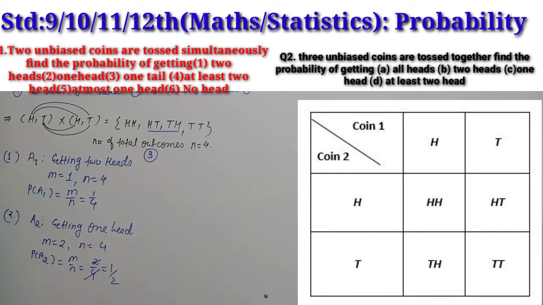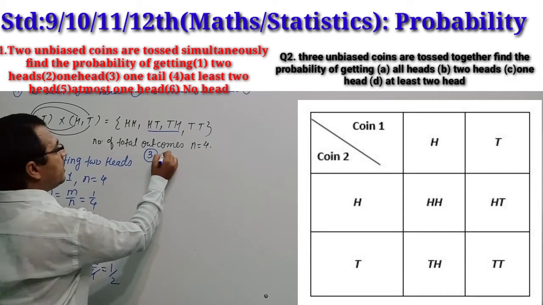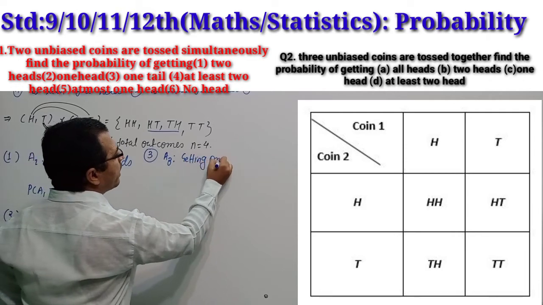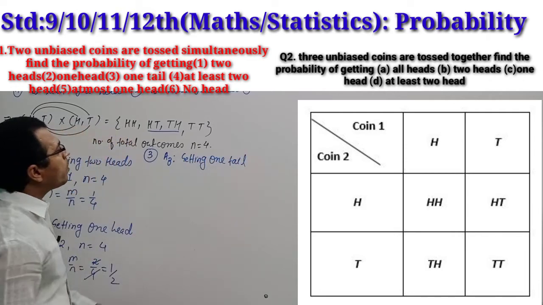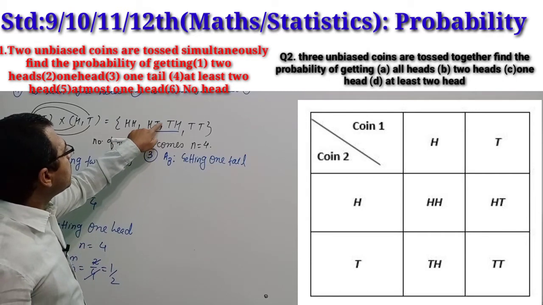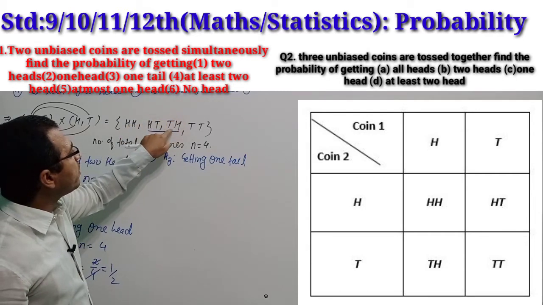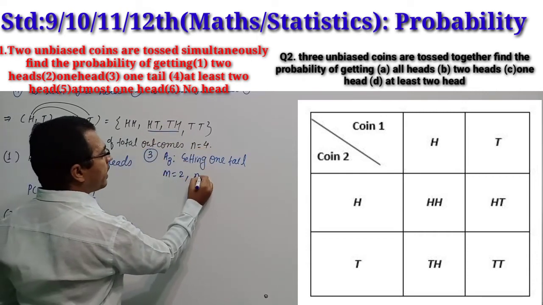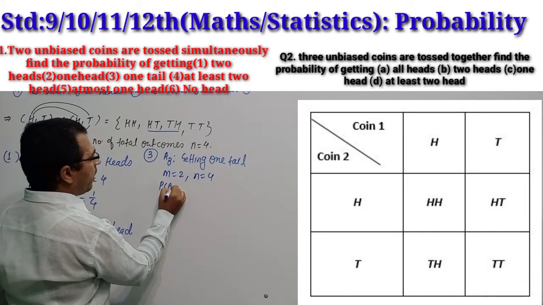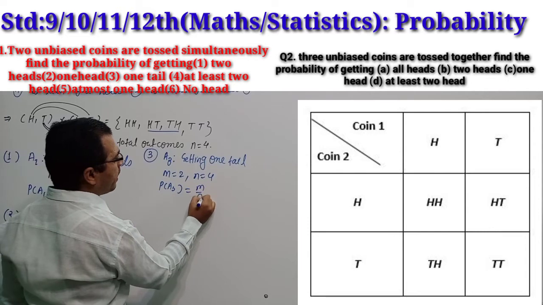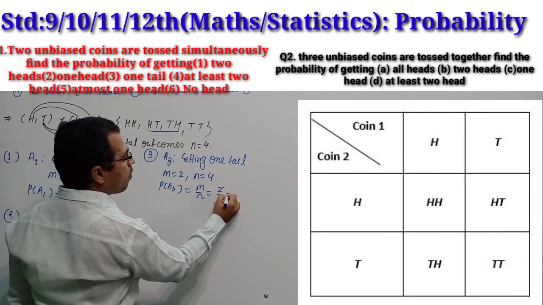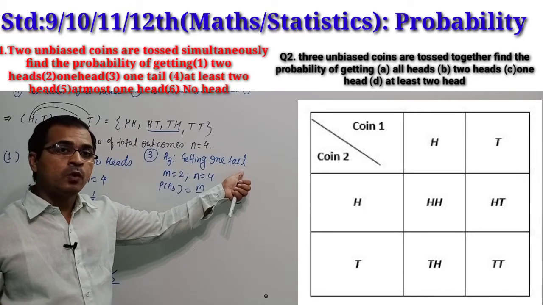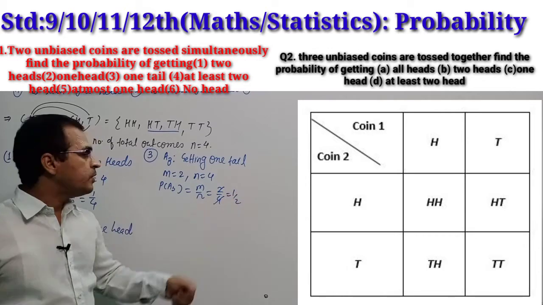Okay. Moving to question number 3 over here. What does question number 3 state? One tail. A3, getting one tail. So how many times are you getting one tail? In this pair you are getting one tail. Here you are getting one tail. So the favorable events will be 2 and the total number of outcomes n is 4. So P of A3 is equal to m by n, 2 by 4, 1 by 2. So the probability of getting one tail if we are tossing two coins simultaneously is 1 by 2.